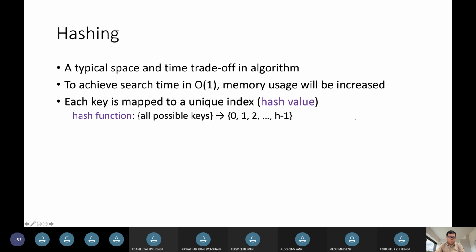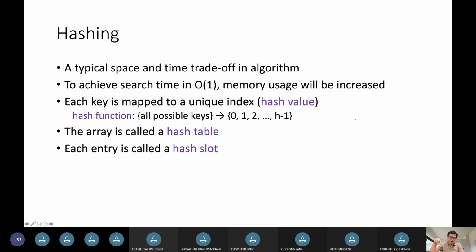Okay. So for hashing, you know that for each key, we map it into a hash value. Then we use the hash function for mapping. So the hash function will map the key into a value from 0 to h minus 1, where h is the size of the hash table. Okay. So we have the array. You remember we have the array, right? We call it a hash table with the size h, and each entry we call a hash slot.